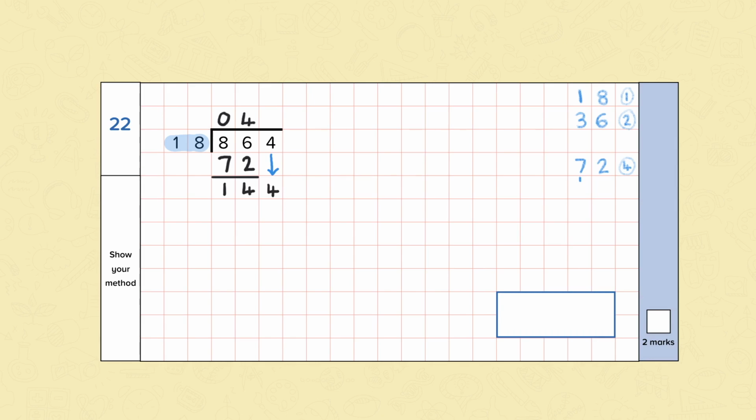Look back at the working on the slide. We know 4 lots of 18 is 72. We can find out 8 lots by doubling again. 2 doubled is 4. 7 doubled is 14. 144. 8 lots of 18 make 144. Place the 8 above the 4. 864 divided by 18 equals 48.